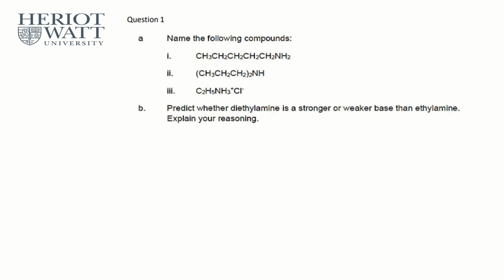Right? Let's look at the first question. Name the following compounds. Now for A, it's actually a normal amine with 1, 2, 3, 4, 5 carbons, so it is pentylamine.